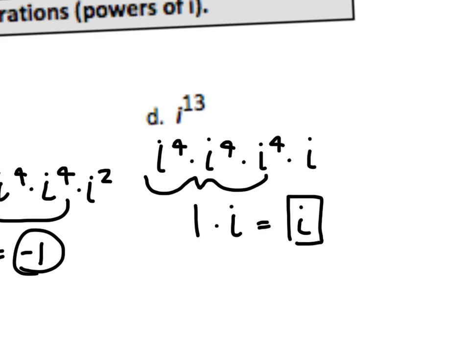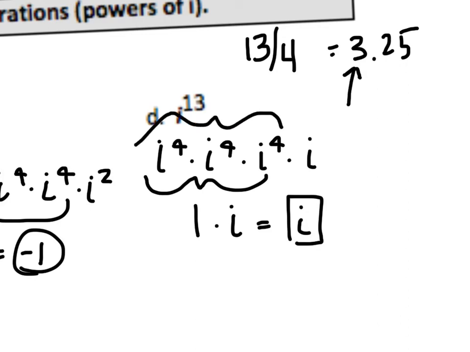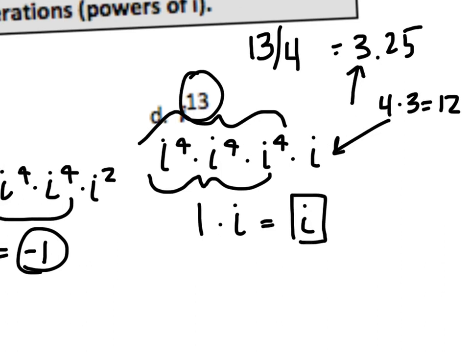An easier way to do this, for some of you, and for others it might be a good idea to write out all the 4s. For others, you can do 13 and divide it by 4, and in your calculator you'll see 3.25. So this 3 tells me I have 3 groups of i to the 4th. And then I think about, what's 4 times 3? That's going to give me 12. That means I just need 1 more i to make 13. So some of you might be able to think about it that way. Others of you might want to list everything out and make sure you have all your i's together.